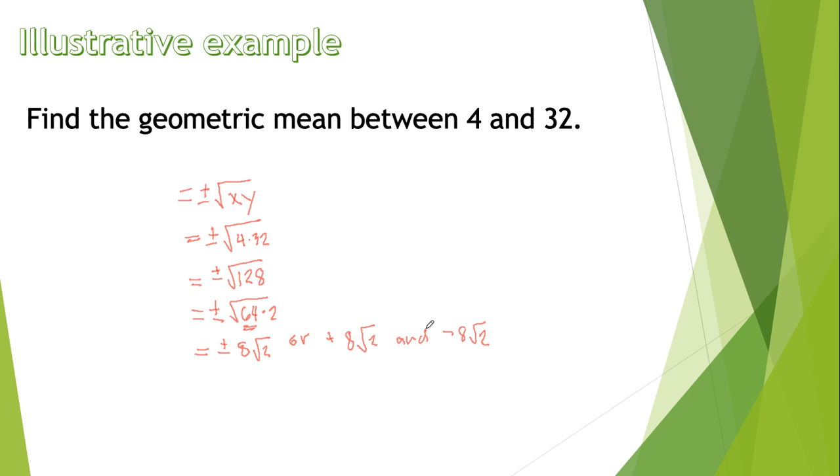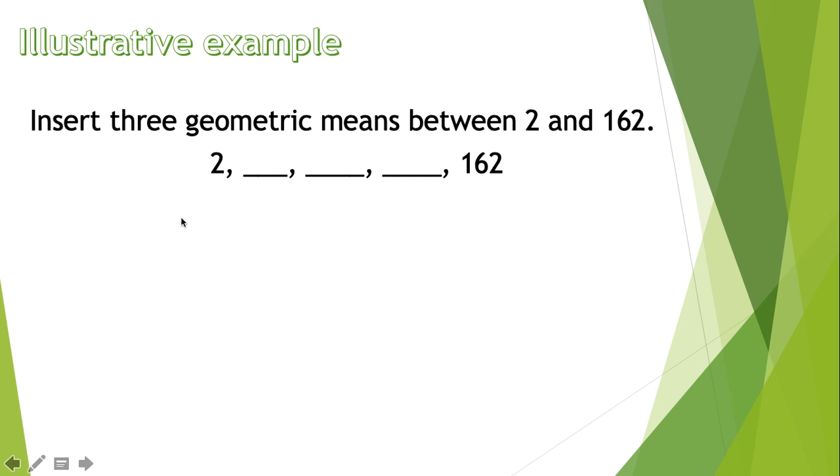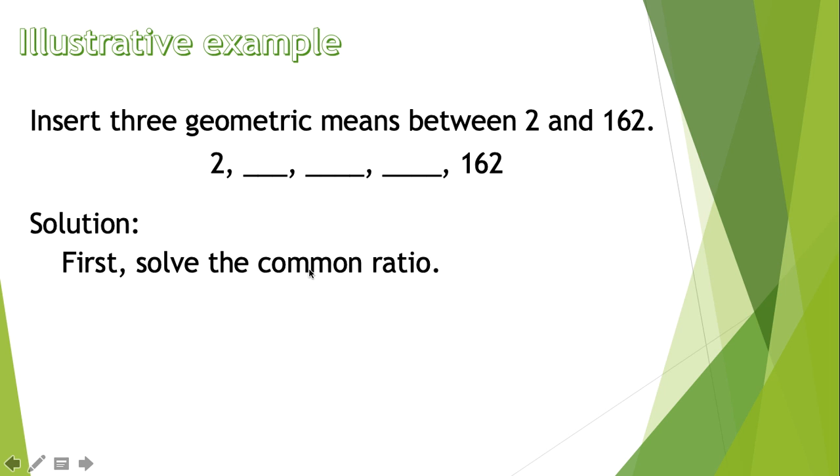Now, what if there is more than one term to fill in between terms? How are we going to solve it? Let's take the next example. Insert 3 geometric means between 2 and 162. To solve this, we need to find the common ratio using the formula a sub n is equal to a sub 1 times the common ratio to the power of n minus 1, since we don't have two consecutive terms given.